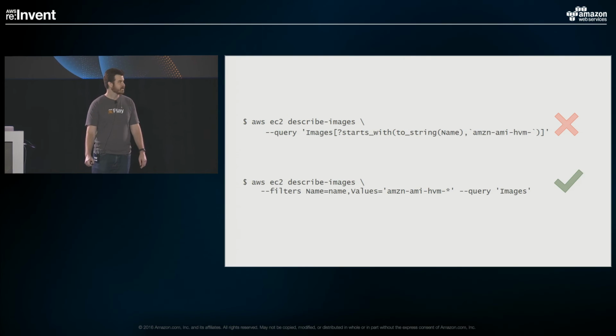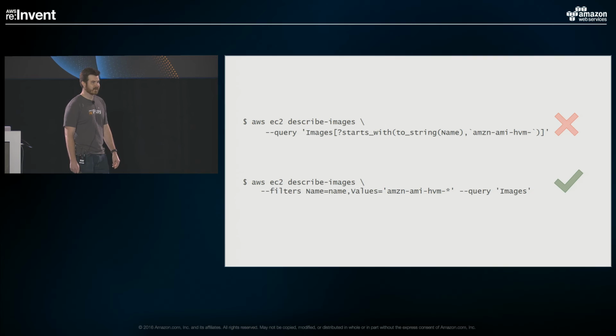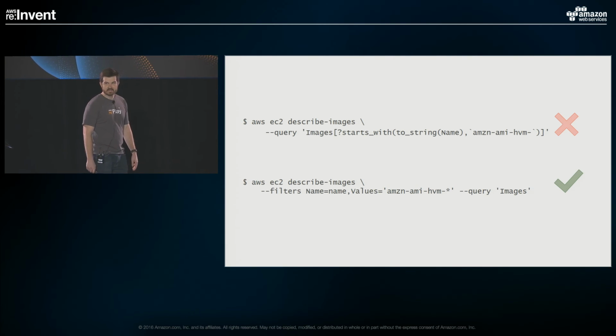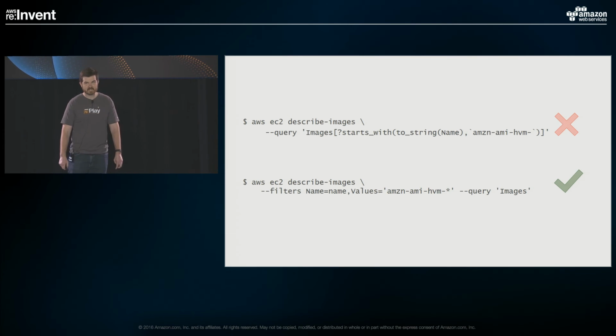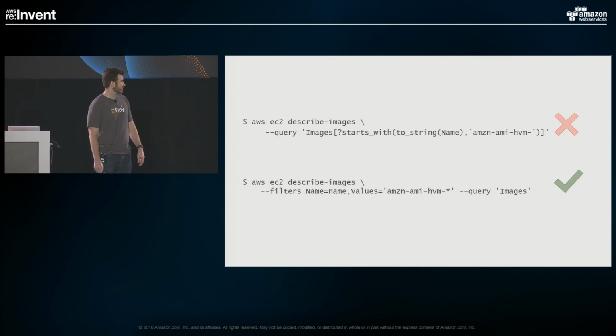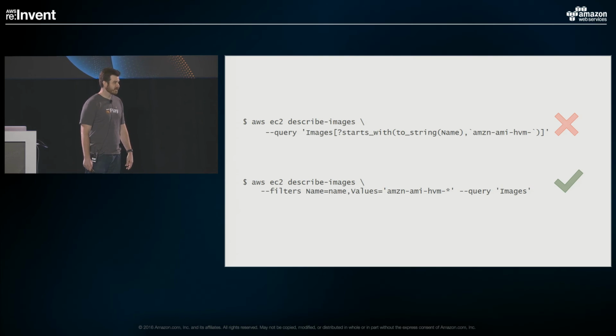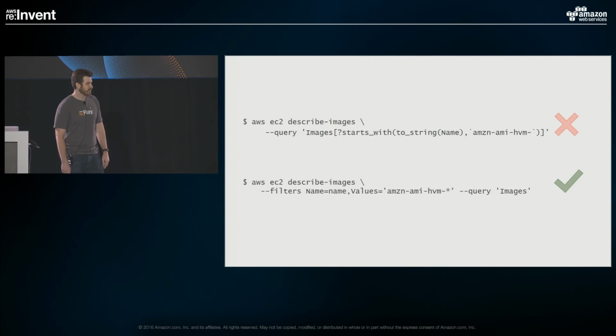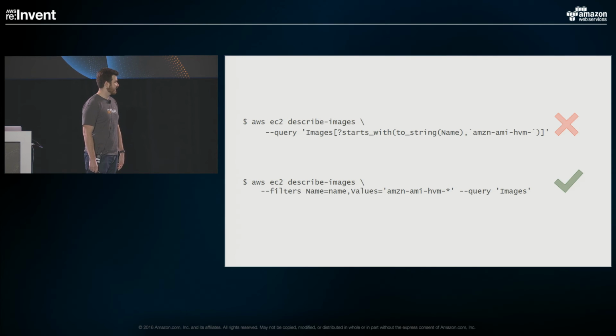A better command to run would be to use server-side parameters, such as the filter parameter, to let the service API filter it out for you. And then from there, you can use client-side parameters to filter out what you may need at the end. By running it like this, you greatly decrease the time it takes for that command to run. In general, you want to make sure that you're using server-side parameters whenever possible, as if you put it all in the query, it's going to take longer than it needs to.